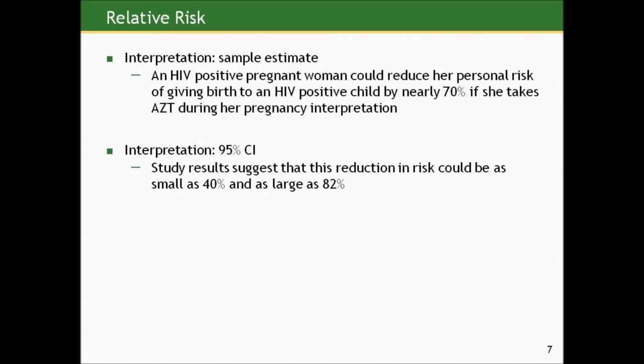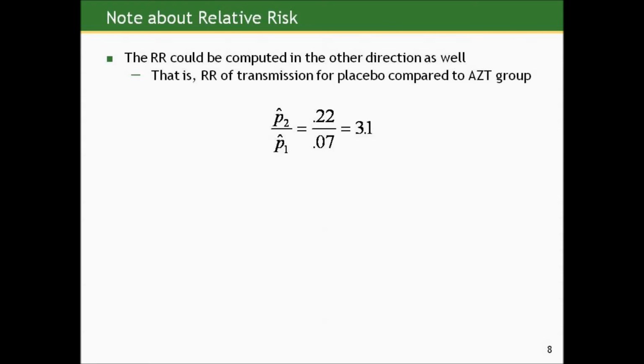How could we bring in the uncertainty? See if you can translate the confidence interval into something like this. Go back to it and see if this makes sense. The study results suggest that this reduction in risk could be as small as 40% and as large as 82%.